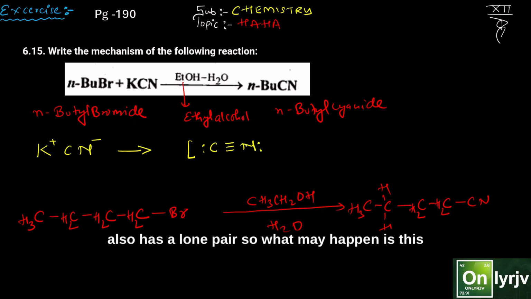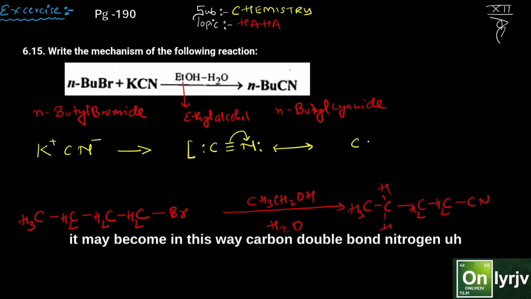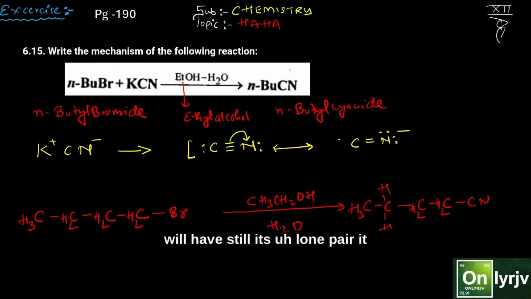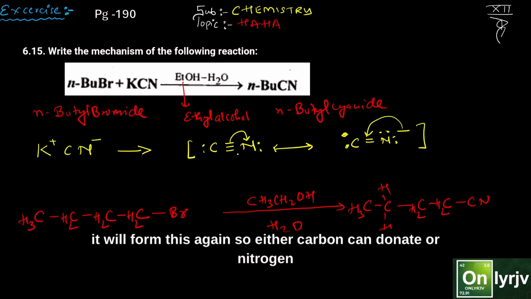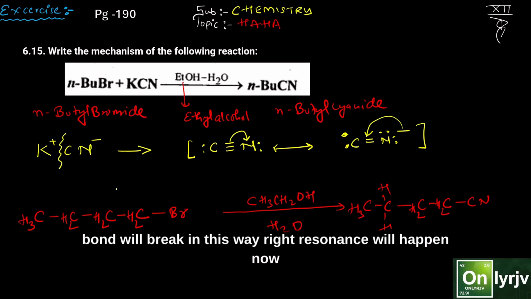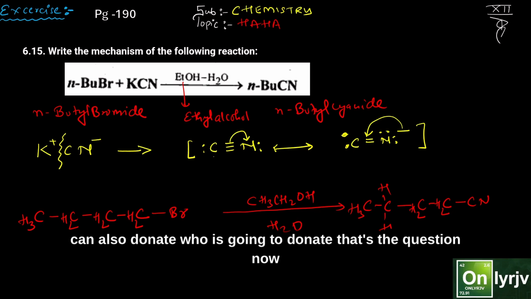So what may happen is this bond may break and go to nitrogen, and it becomes carbon double bond nitrogen. A lone pair will come because of this, and there is a lone pair already, and because of these too many electrons, there is a negative charge on it. Carbon will still have its lone pair. It may happen that it will come back and form this again. So either carbon can donate or nitrogen can donate. We know the bonds will break in this way, and resonance will happen. Now out of CN-, carbon can donate, nitrogen can also donate. Who is going to donate? That's the question.